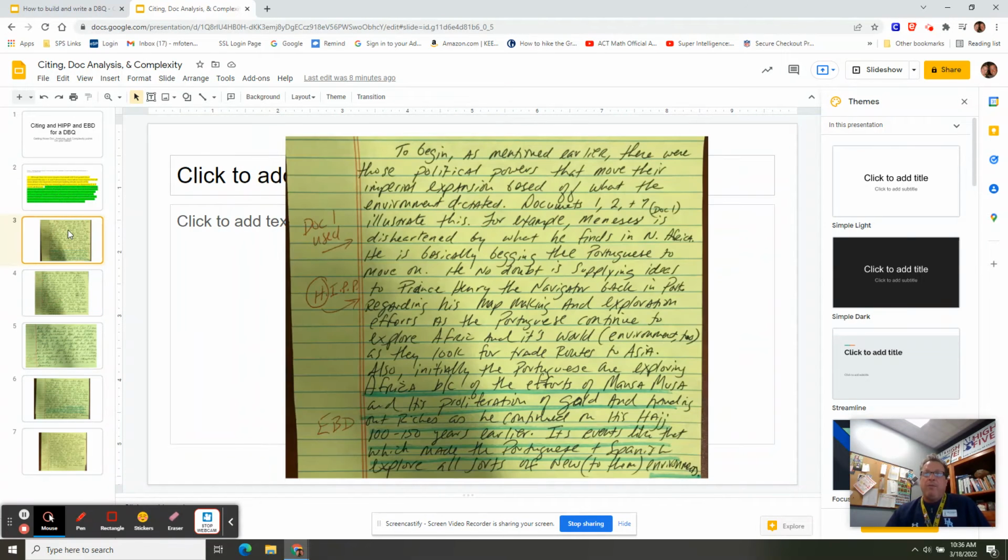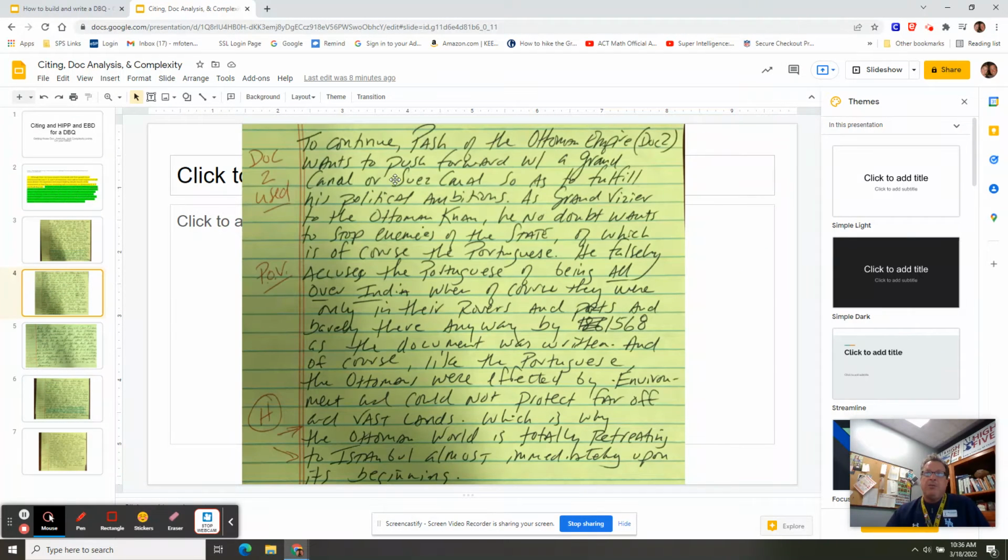Okay. Moving on. So we've done document 1. Now we're doing document 2 to continue. Posh, the Ottoman Empire. There I am putting in parentheses doc 2. Wants to push forward with the Grand Canal or a Suez Canal to fulfill his political ambitions as Grand Vizier to the Ottoman Khan. He no doubt wants to stop enemies of the state, of which is, of course, the Portuguese. He falsely accuses the Portuguese of being all over India, when, of course, they were only in the rivers and parts of it, barely there anyway by 1568 as the document was written.